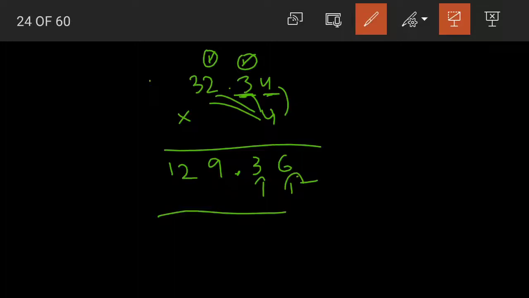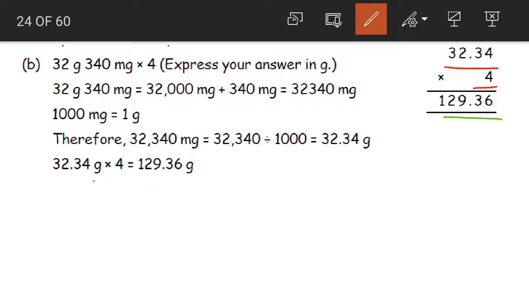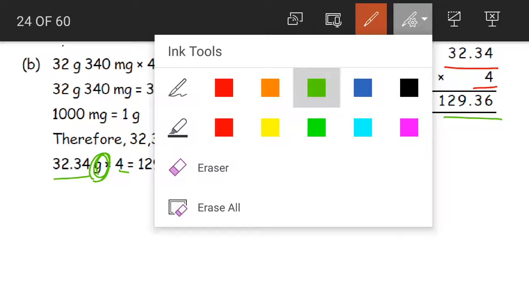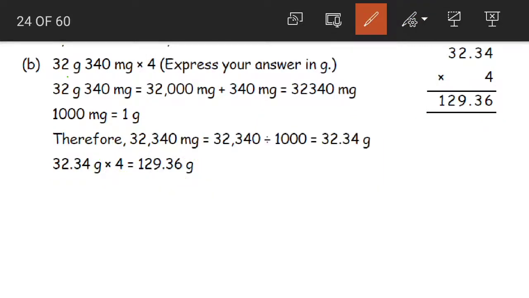So 129.36 is the product of 32.34 and 4. Upon multiplying, we got 129.36. And what is the unit of measurement? It is in grams. As we have multiplied 32.34 grams by 4, the product will also be in grams. Is this clear, children? Now coming to the other method, what is it?